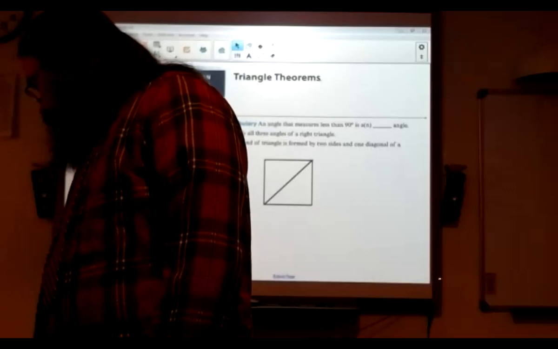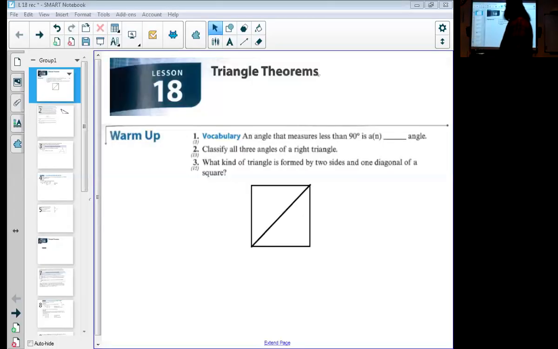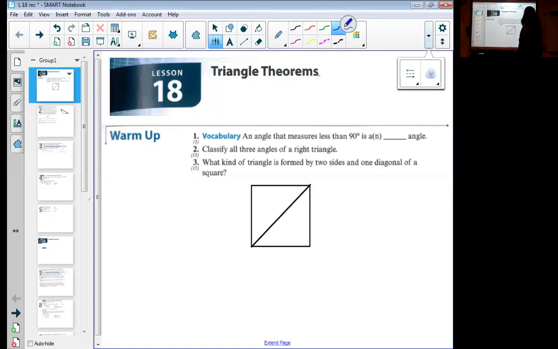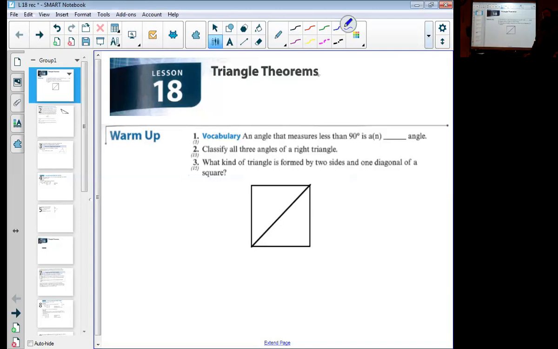Today we are doing lesson 18, triangle theorems. So we're going to start off with a warm-up to ignite your previous learning. So vocabulary: an angle that measures less than 90 degrees is a or an blank. Remember, this is a small angle, and a small angle is an acute angle.